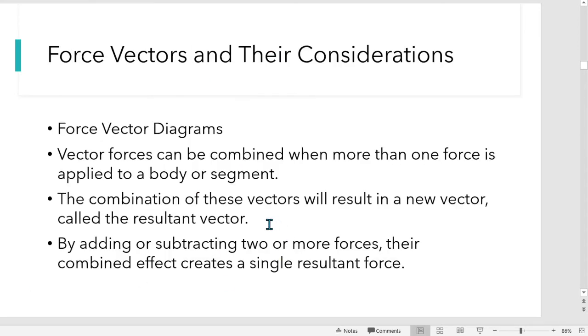So, force vectors and their considerations. Force vector diagram. Vector forces can be combined when more than one force is applied to a body or segment. The combination of these vectors will result in a new vector called the resultant vector.